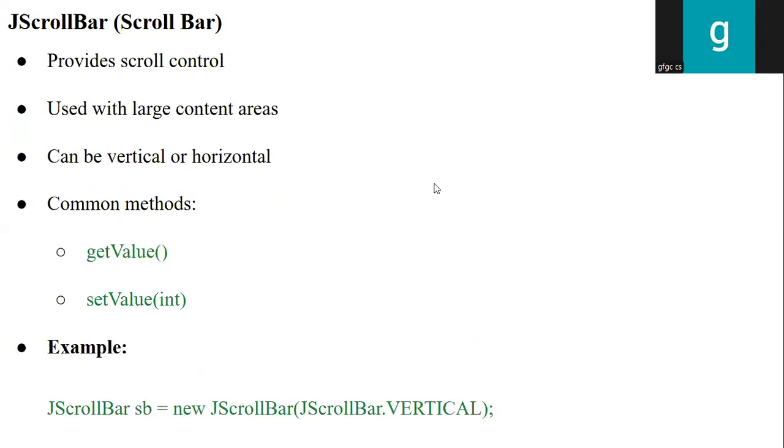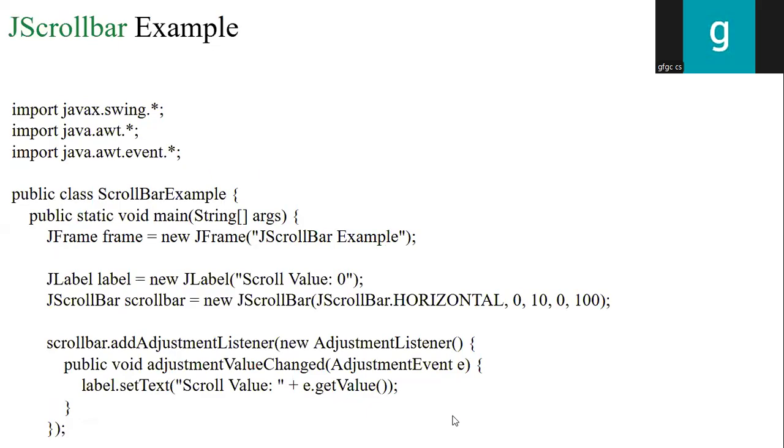Here it provides the scroll control used for large content areas, can be vertical or horizontal both. Common methods are get value and set value. How to create this scroll bar? Take the scroll bar class, sb is equal to new scroll bar, and if I want a vertical scroll bar, then I have to mention here vertical. If I want horizontal, then I have to mention it over here.